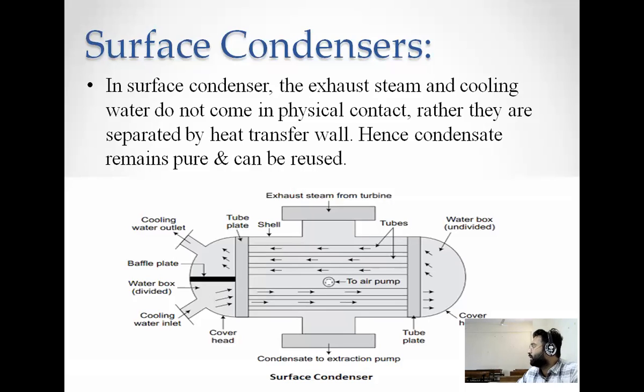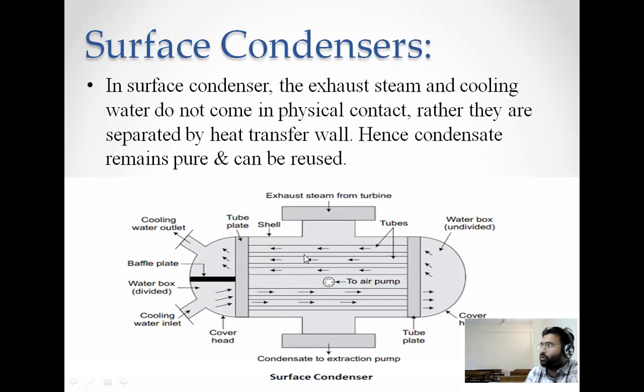So there was a disadvantage in the jet condenser. Condensate was not pure because of direct mixing. That can be removed by the surface condenser. To see the construction and draw the diagram, first understand and then you can draw. Without understanding, if you draw, then there is no way. So there is this shell. The outer part is called the shell.